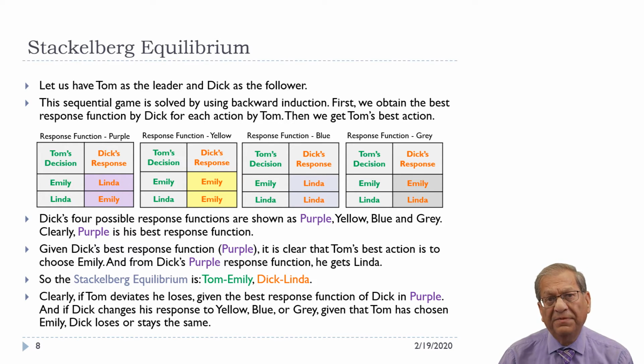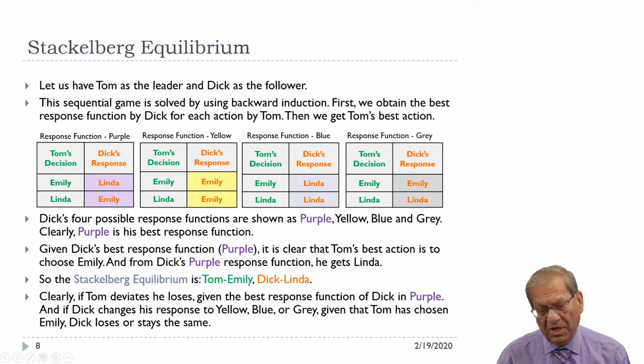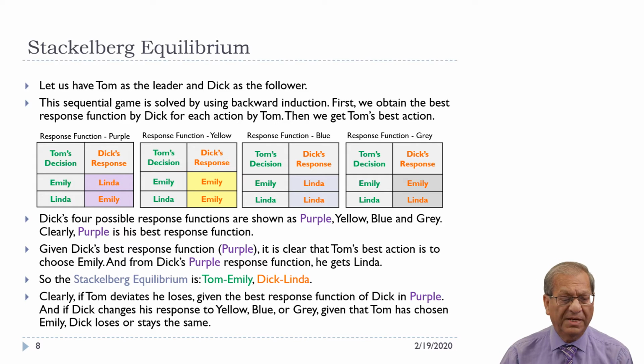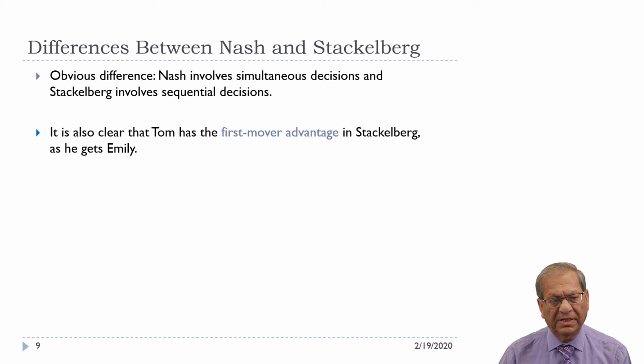Clearly, if Tom deviates, he loses, given the best response function of Dick in purple. And if Dick changes his response to yellow, blue, or gray, given that Tom has chosen Emily, Dick loses or stays the same. Now we will see the differences between Nash and Stackelberg equilibrium.